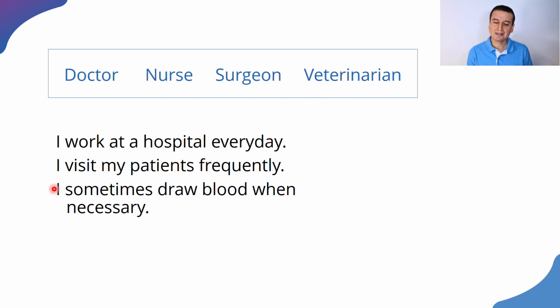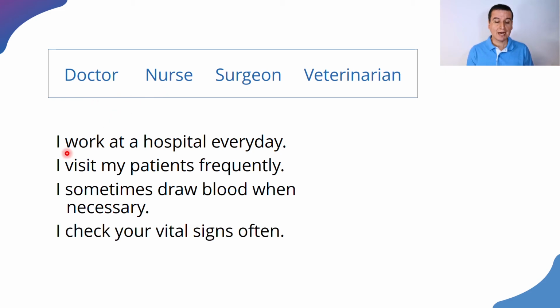Next. I sometimes draw blood when necessary. Draw blood is when they use a syringe to extract blood. So, probably, yeah. Let's see. I think that all of them may draw blood when necessary. The vet, the surgeon, the nurse, the doctor. I don't know if the doctor does that. Probably the doctor might not be the person who does that all the time because that's why they have nurses.